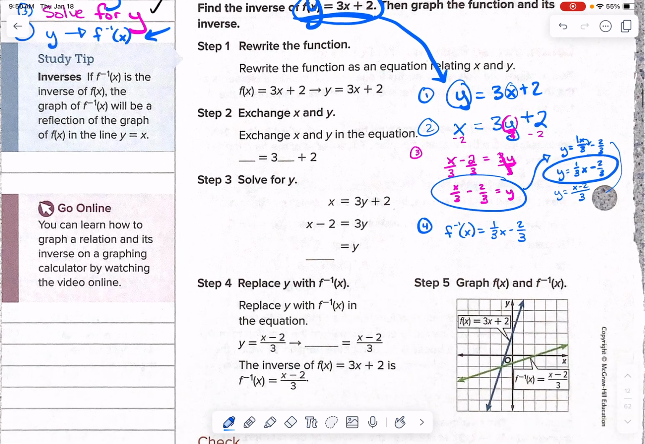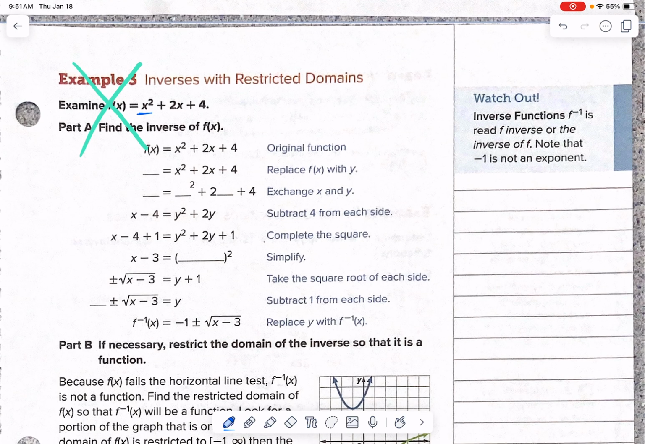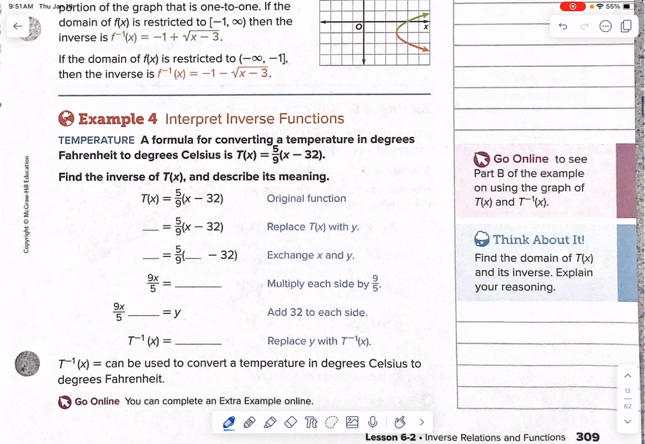So there's that. Example 3, we're going to skip over example 3. There's one like that one on your homework assignment, but we're going to do it together tomorrow when I come back, okay? And it's like finding the inverse of x squared, so it's a little bit trickier. We're going to save example 3. We're not doing example 3. We're going to go to example 4, okay?